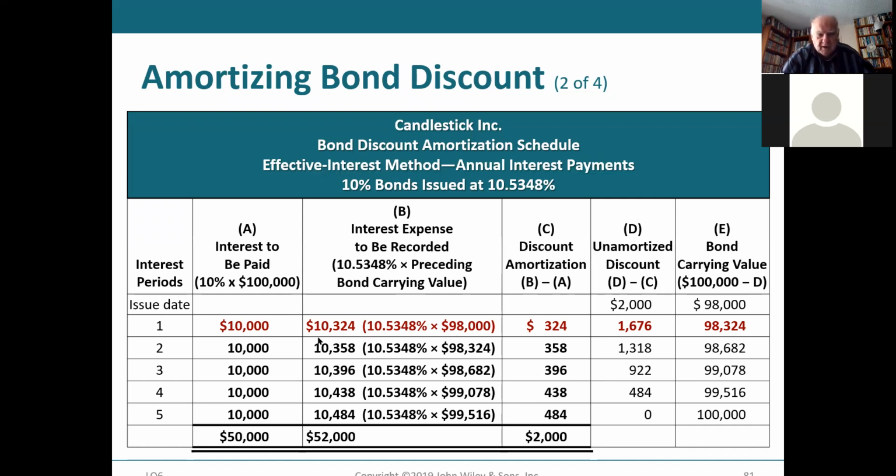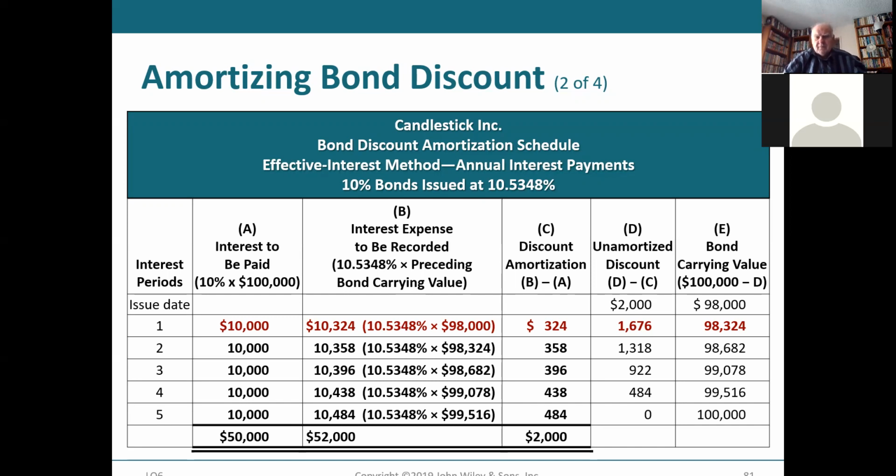We have to then subtract the coupon interest from that to get the amortization. So we started off with 98,000. We add 324, we get 98,324. We multiply 98,324 times 0.105348, and we start the cycle over again. That makes sense, Derek? Or you need me to go over that some more? I wrote it down. If you want to just go over it one more time, that'd be helpful.